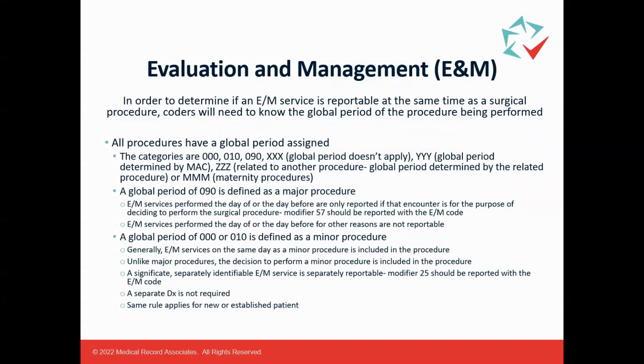A global period of 90 is defined as a major procedure, and E&M services performed the day of or the day before are included in that global period, except if that patient is seen for an E&M service and it's decided at that encounter to perform that surgical procedure. Modifier 57 would be reported with the E&M code. So the day of or the day before a 90-day major procedure, the E&M can be reported if that's the visit that the decision is made to do that surgery.